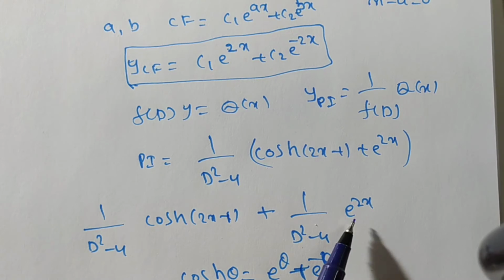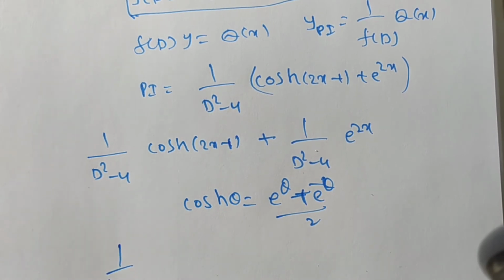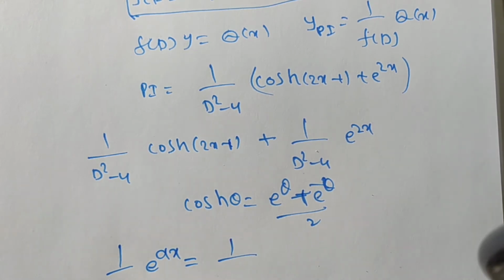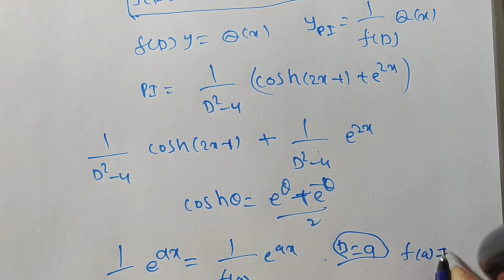In this case we have e power ax. We have a formula, which I will tell you. See, if the given expression is in the form of 1 by f of D into e power ax, then we will simply replace D by a. Then you will have 1 by f of a into e power ax. When we replace D by a, only e power ax should appear, and moreover this denominator f of a should not be 0. Only then can you apply this formula.